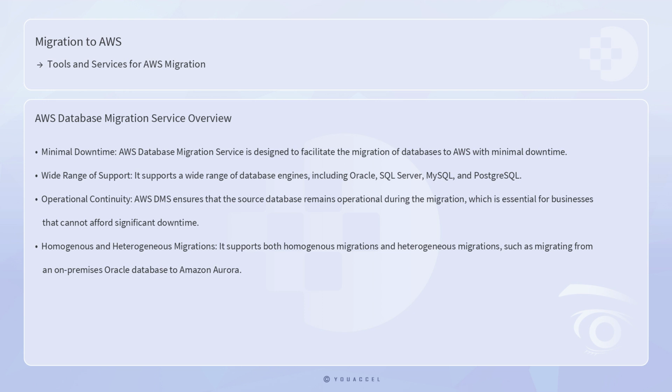For example, a healthcare provider can use AWS DMS to migrate its patient records database from an on-premises Oracle database to Amazon Aurora, ensuring continuous access to critical data throughout the migration process.